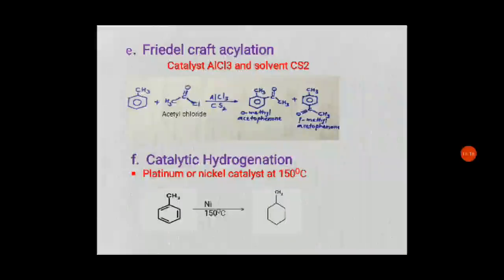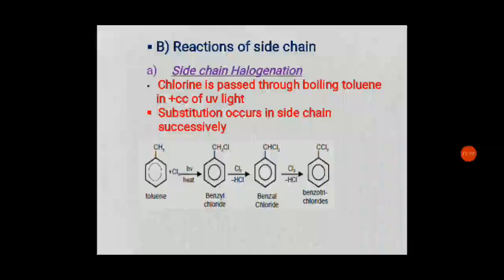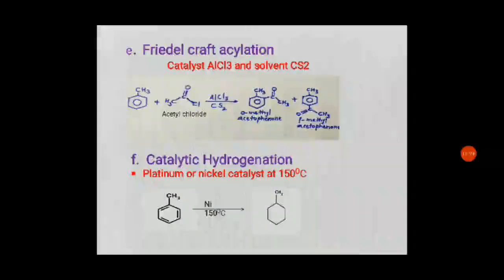Now Friedel-Crafts acylation. Just like alkylation, there is an acylation reaction. What is an acylation reaction? In acylation we treat toluene with an acyl group. Which is the acyl group? RC double bond O. This group is an acyl group. Here we take acetyl chloride. Here there is an acyl group, the acetyl group. Acetyl group, it is an acyl group.